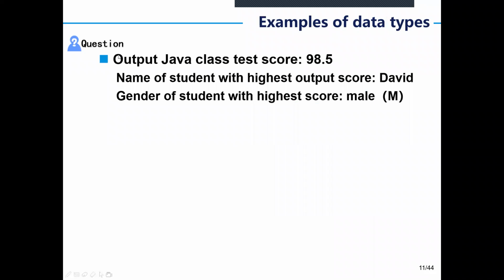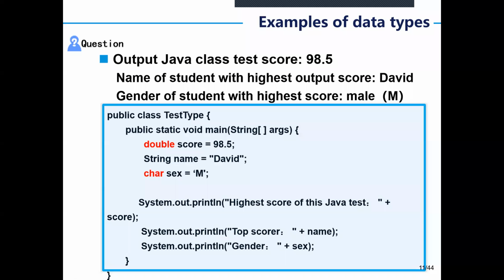See the question. Output Java class test score, 98.5. Name of student with highest score, David. Gender of student with highest score, male.